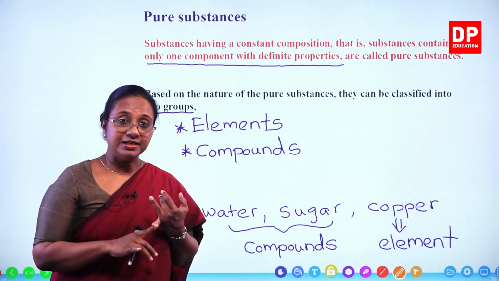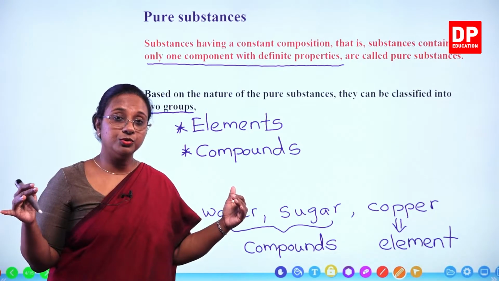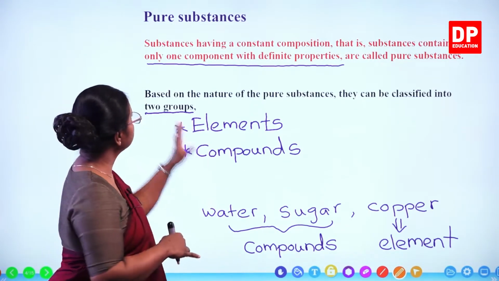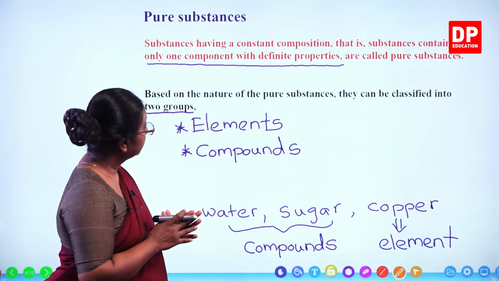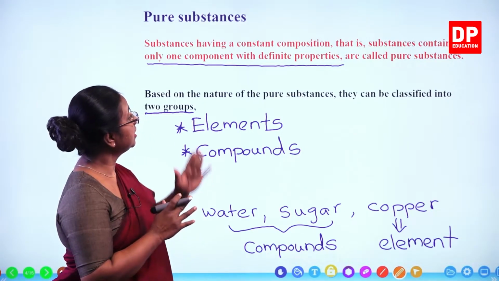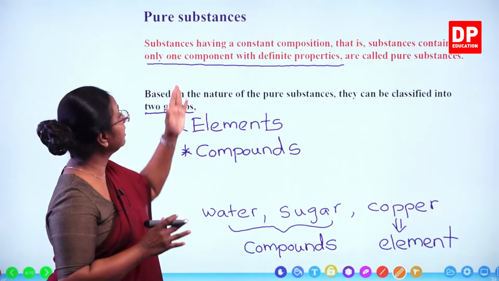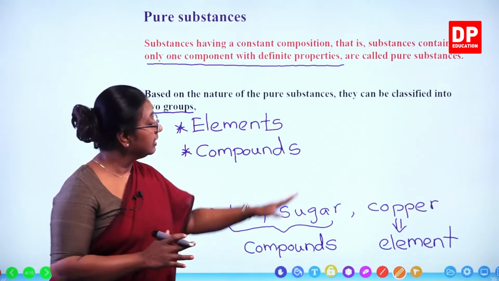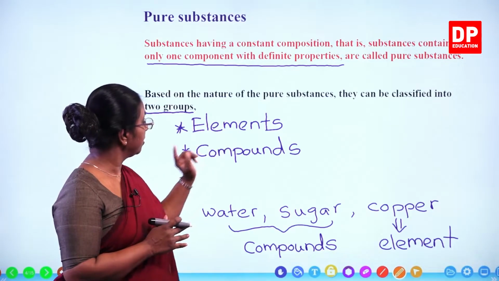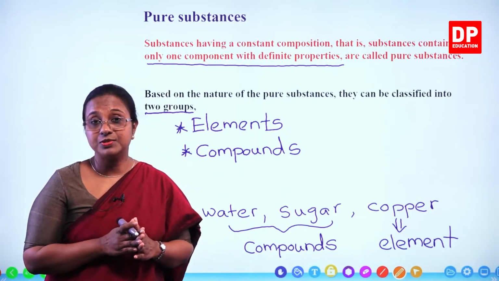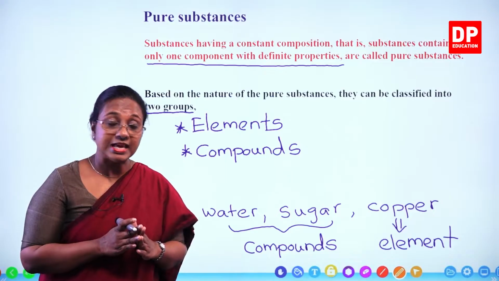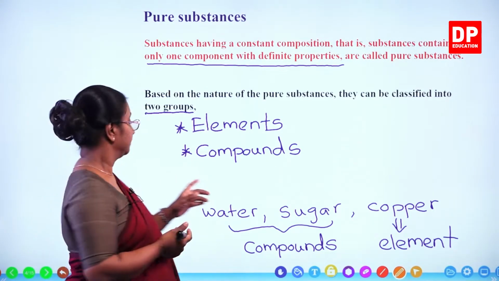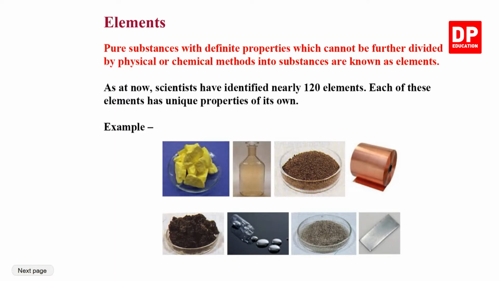So we had matter. Matter was divided into two groups, pure substances and non-pure substances. Pure substances have a constant composition, that is, a substance containing only one component with definite properties. So under that, they can be either elements or compounds. Now we will try to understand elements and compounds in a little bit more detail. First one is elements.